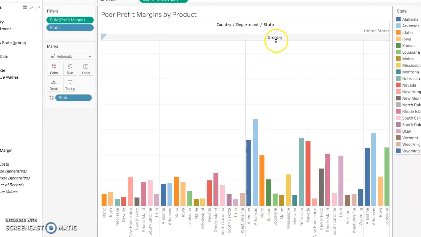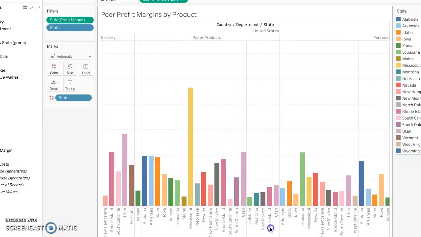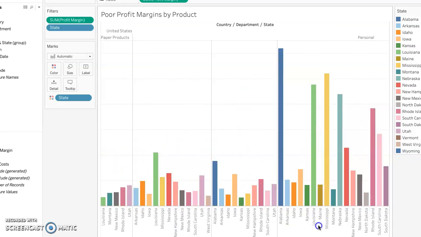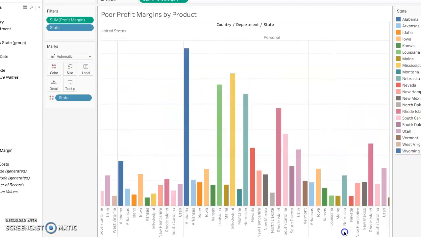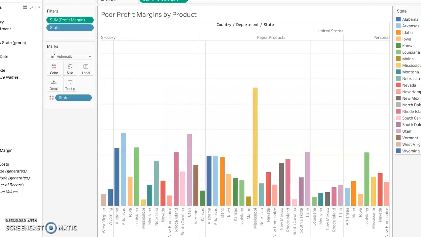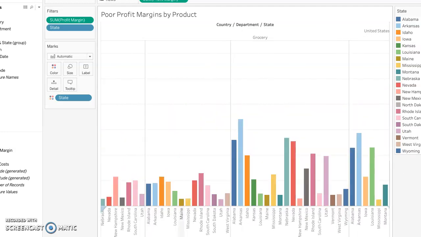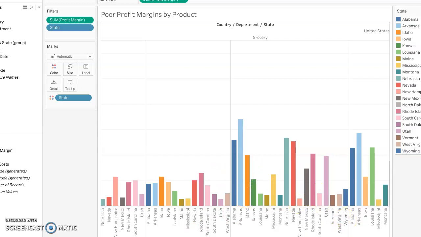So obviously you have your grocery department up here. If you go over, there's the paper product department, which you can see has some pretty low numbers, and then personal, which seemed to have a bit higher numbers than the paper, which we had seen that trend before. But again, all of these items are still performing below that 20% mark.